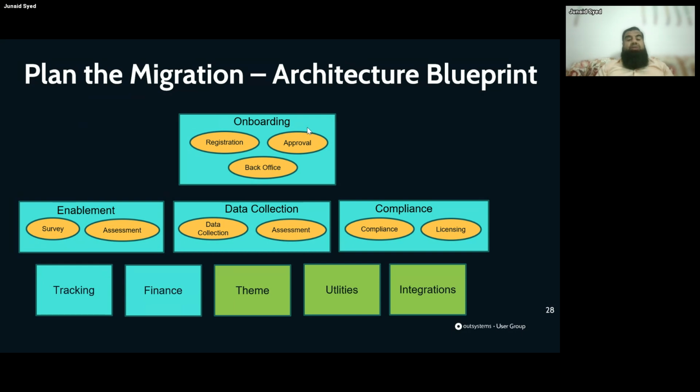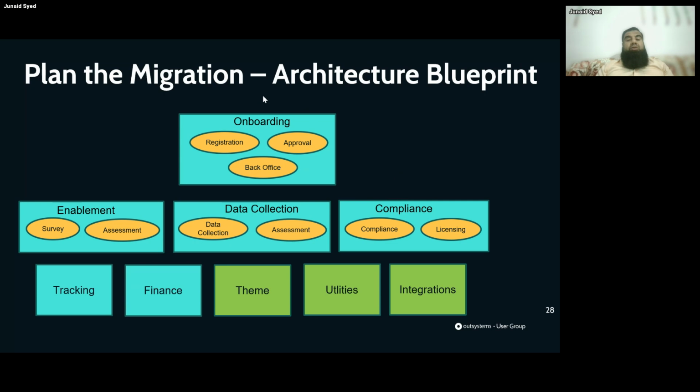Now that has been split into two different applications, and then the same goes with enablement. So onboarding has been split from enablement as well. So this is how we prepared the blueprint, that this is how we want to split our applications. So obviously there were certain preparations that we needed to do, like for instance in compliance and data collection, we were looking at the same database.